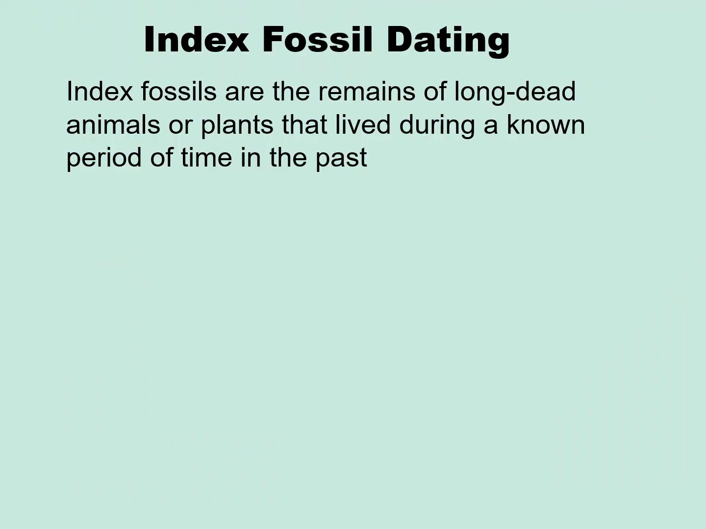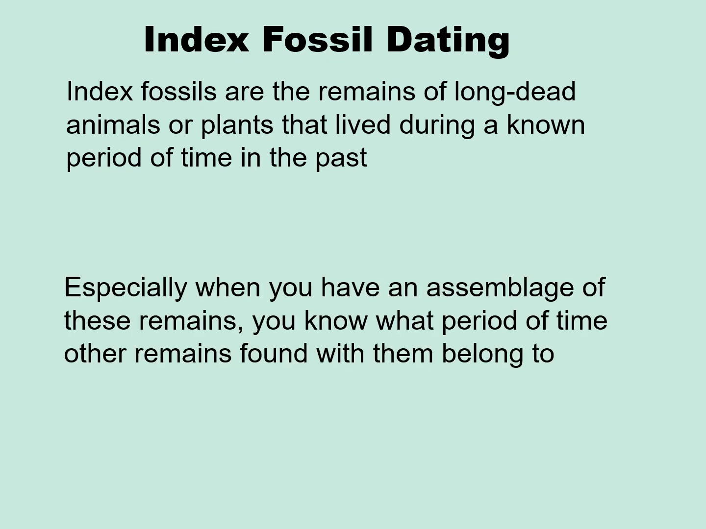Another relative dating technique is called index fossil dating, also sometimes called faunal succession. So index fossils are the remains of long dead animals or plants that lived during a known period of time in the past. So especially when you have an assemblage of these remains, not just one kind of animal or one kind of plant, but a mixture of several kinds of animals, several kinds of plants, you can know what period of time other remains found with them belong to.